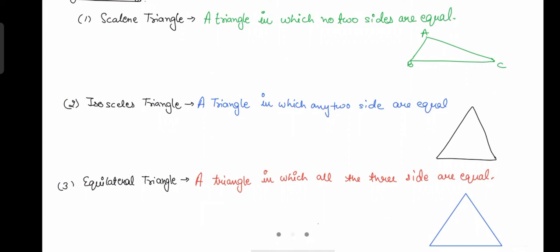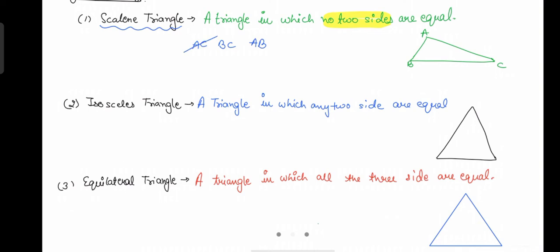For example, the definition says that a scalene triangle is a triangle in which no sides are equal. If I ask you how many sides there are in a triangle, will you be able to answer? There are three sides. Now, if there are three sides, the first one is a scalene triangle. It says that no two sides are equal. So we say there are three sides, that is AC, then another side that is BC, and another side that is AB. None of them are equal.